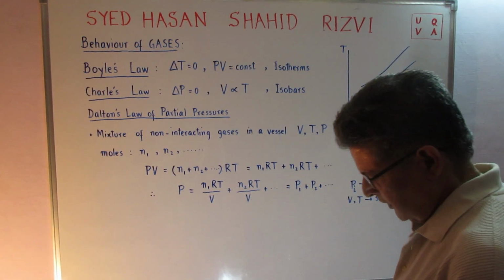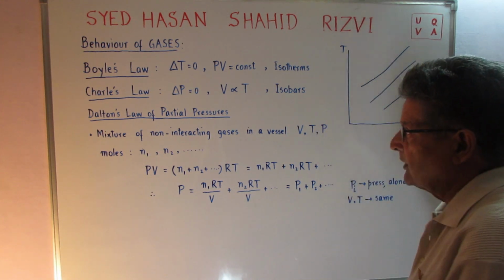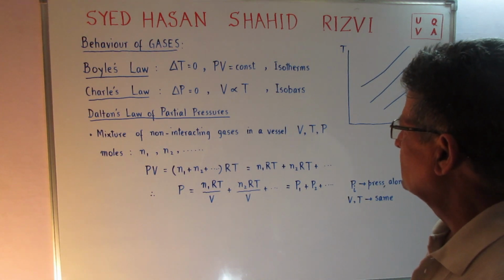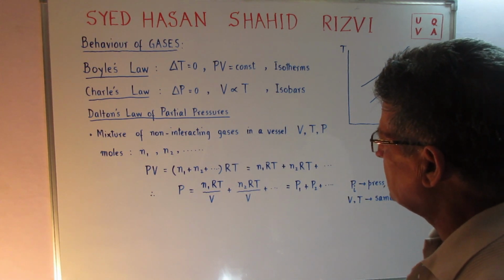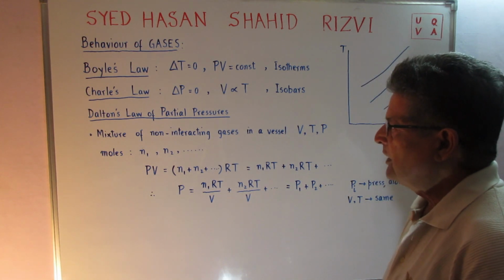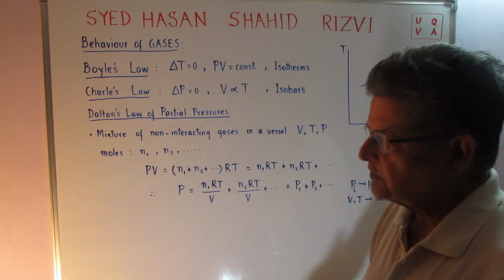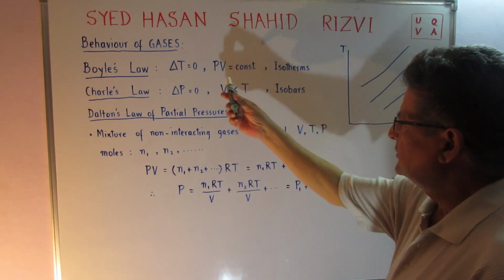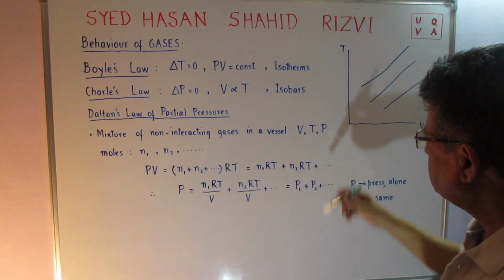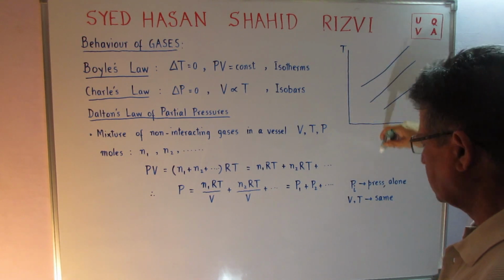So looking at the behavior of gases, I told you that there is a friendly Boyle's law and Charles' law that we have learned in our high school classes, in chemistry classes, also in physics classes. In Boyle's law, there is no change in the temperature. Delta T is equal to 0. So we have PV is equal to constant, and we get isotherms, which are pressure versus volume, as I've shown, they go something like this.